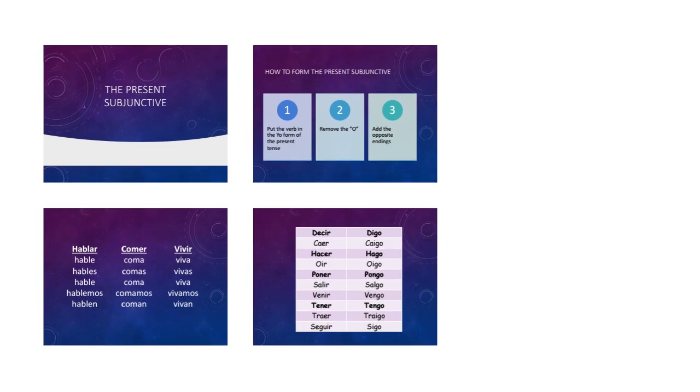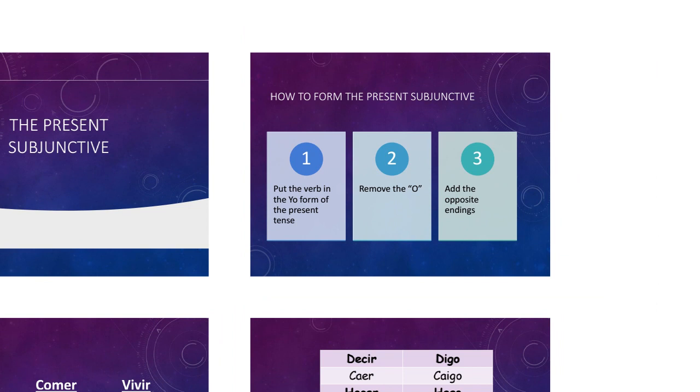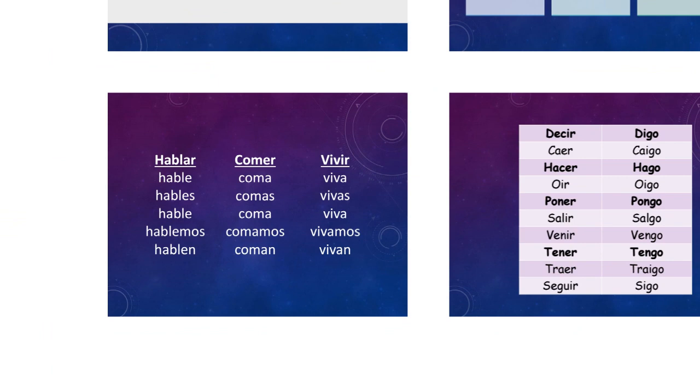So if you'll remember, the present subjunctive is just one more tense that we have added to the tenses that we know. And to form the present subjunctive, we just do 3 easy steps. So step 1, we put the verb in the yo form of the present tense. Once we've done that, we remove the o from the ending. And the last step is we just add the opposite ending. So here is what that would look like, depending on whether it's an AR, ER, or IR verb.